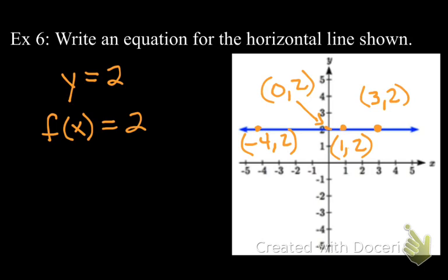Or if you're good at memorizing, if you remember that it's a horizontal line, it's always just going to be y equals, and then the easiest point to look at is probably this one, the intercept. But it'll be y equals 2, and that's it.